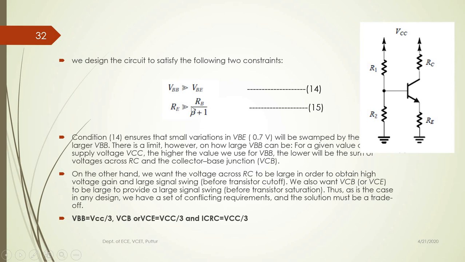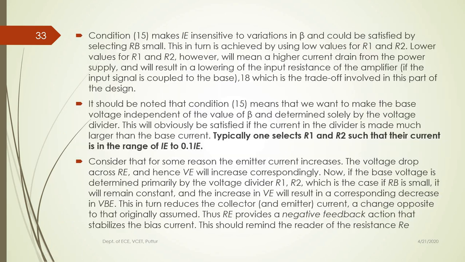See, the beta value will be very large. From this expression itself, we can identify that your RE value will be greater than RB by beta plus 1, because if beta is greater, the entire factor will be less, right? Because this is in the denominator, so this will be less. So RE will be greater than RB by beta plus 1.